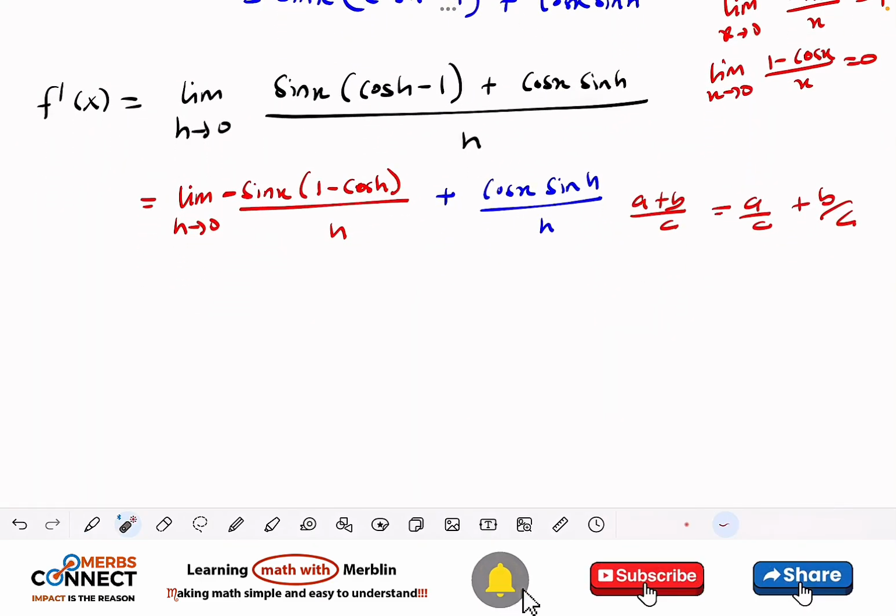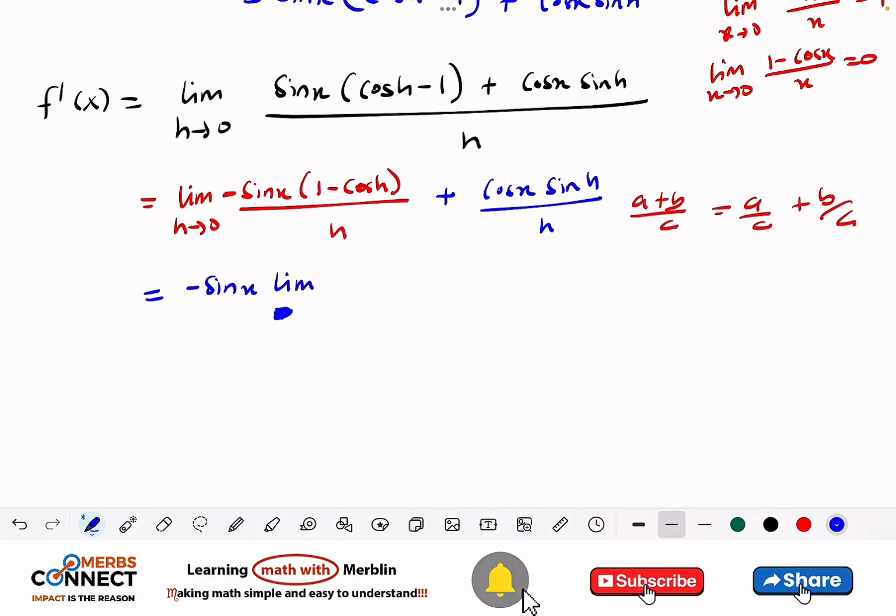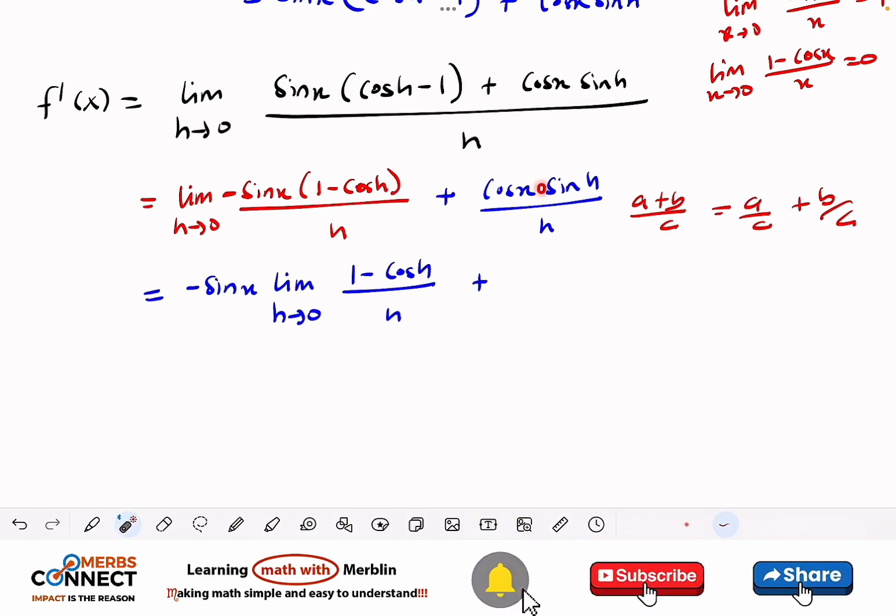Now there is something happening here. You see that this here is the constant multiple rule, right? Because sine x does not depend on h, so it's constant, so I can factor it out. So I'm going to have minus sine x out, limit as h is approaching 0, then I'm going to have 1 minus cos h divided by h. Then I put the limit on this one too, so I'm going to have plus. Now cos x does not depend on h, so I can bring it out. So cos x limit as h is approaching 0 of sine h divided by h.